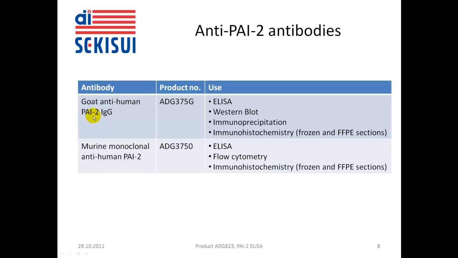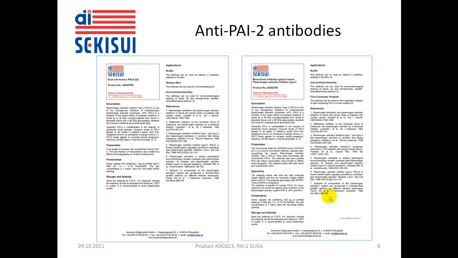A few words on the PAI-2 antibodies. There is a goat anti-human PAI-2 IgG available, which can be used in ELISA, Western blot, immunoprecipitation, and immunohistochemistry on sections from frozen tissue and from formalin-fixed paraffin-embedded tissue. A monoclonal antibody, product number ADG3750, is available. This can also be used in ELISA, flow cytometry, and immunohistochemistry. Again on sections from frozen tissues and formalin-fixed paraffin-embedded tissues. These data sheets can be obtained from American Diagnostica.